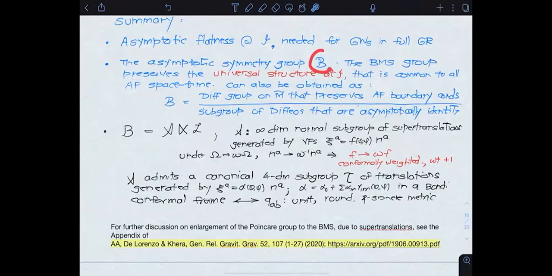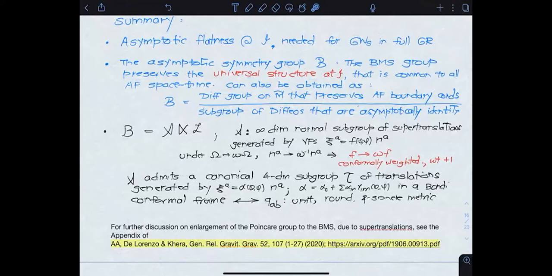And the asymptotic symmetry group, called the Bondi-Meissner-Sachs group, is the subgroup of the diffeomorphism group of Scri, which preserves the universal structure. A universal structure we need, the structure that is common to all asymptotically flat spacetimes. Although I did not show this, this group can also be obtained as a quotient. You take the physical spacetime M tilde and you consider all diffeomorphisms which preserve the asymptotically flat boundary conditions, and you take the quotient of this group by a normal subgroup, which is a subgroup of those diffeomorphisms which are asymptotically identity at infinity.